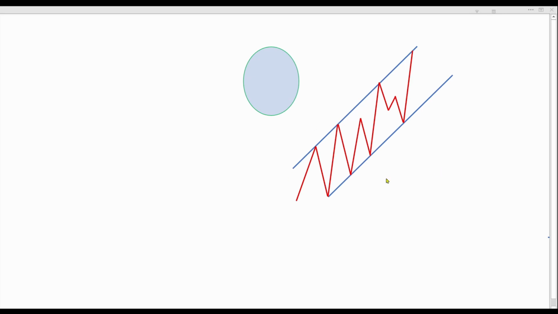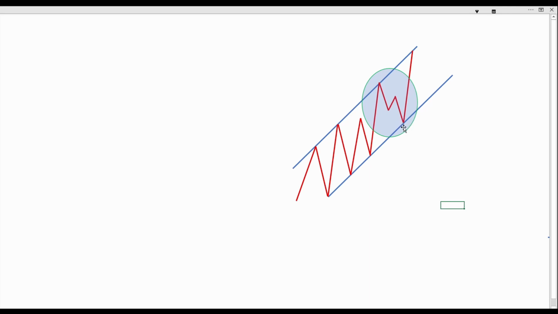So after we have this, I usually check for this structure here, which is the two-leg pullback. We have an uptrend in a consolidated, validated channel. We have an impulse here, and we have a two-leg pullback, a correction: one leg, second leg. And we're going to look to enter this trade here.